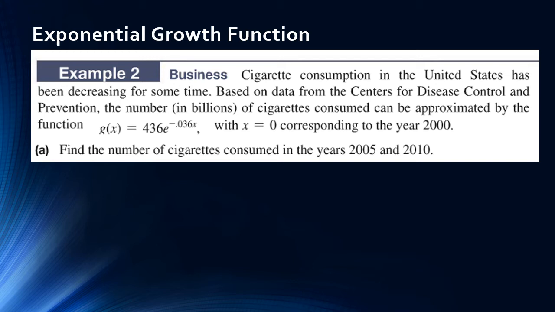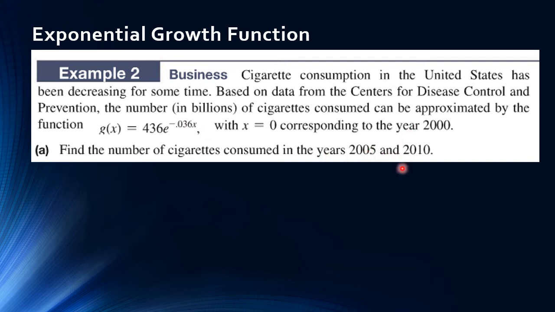Based on data from the Centers for Disease Control and Prevention, the number in billions of cigarettes consumed can be approximated by the function g of x equals 436 e to the negative 0.03x, with x equals 0 corresponding to the year 2000. Find the number of cigarettes consumed in the years 2005 and 2010. Well, these are simple calculations we can put in, since we have an index, 5 for 2005 and x equals 10 for 2010, simply into our formula and calculate.